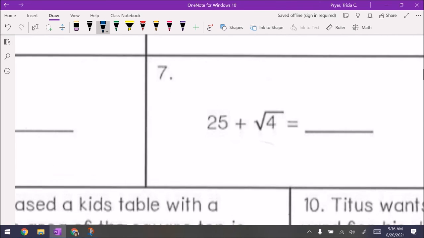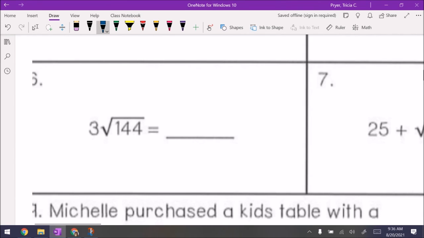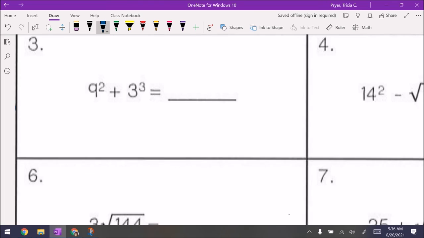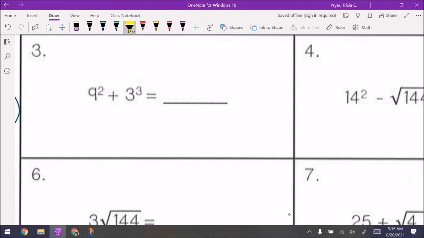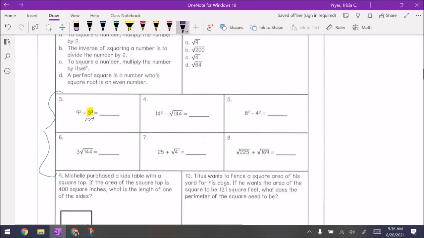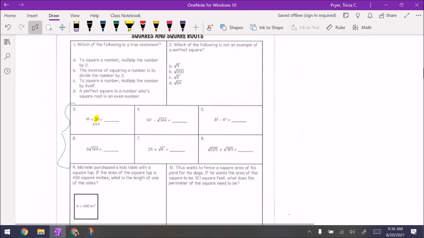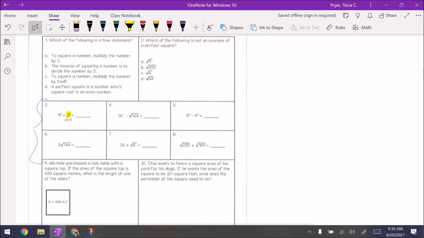Well, I guess you learned it in Math 6 and Math 7. 3 to the 3rd power, what does that mean? 3 times 3 times 3. Good job. Okay, you guys can go ahead and work on your homework then.